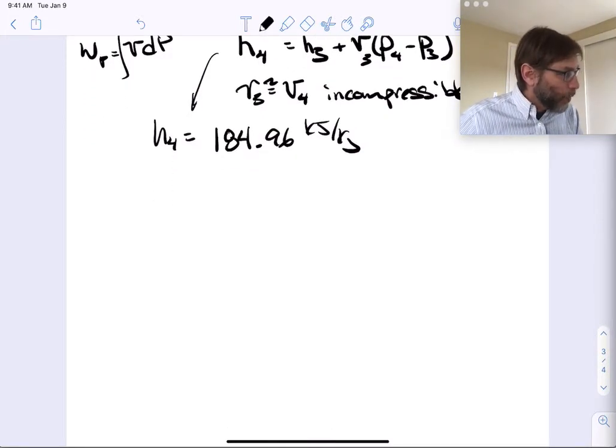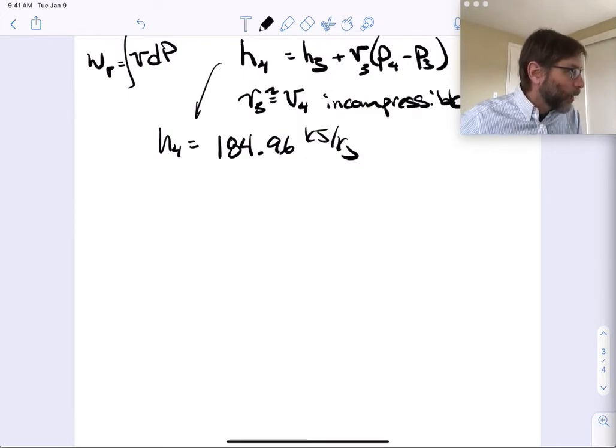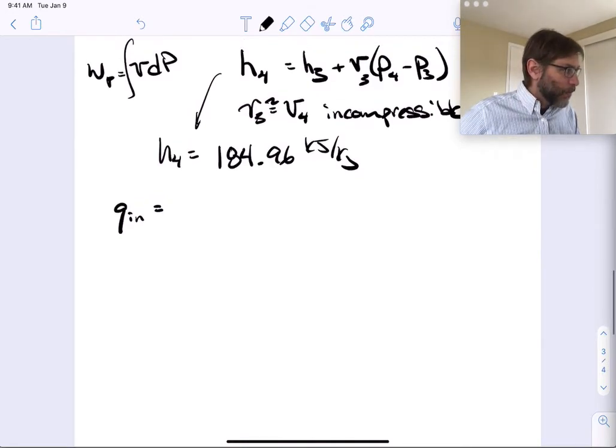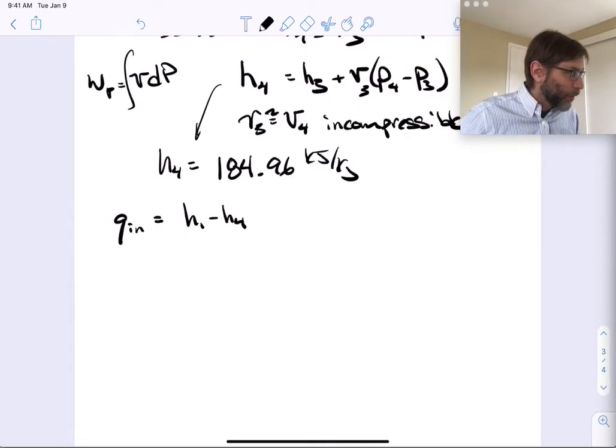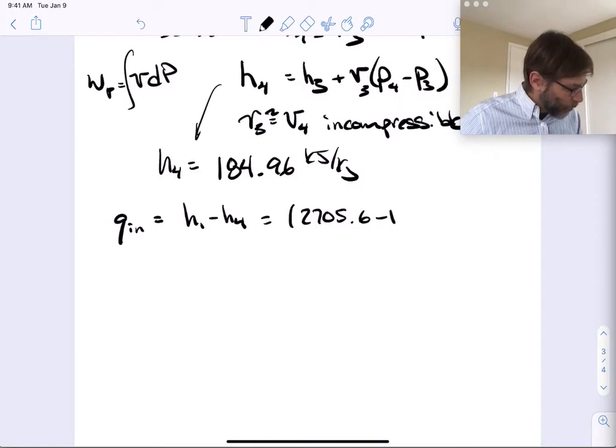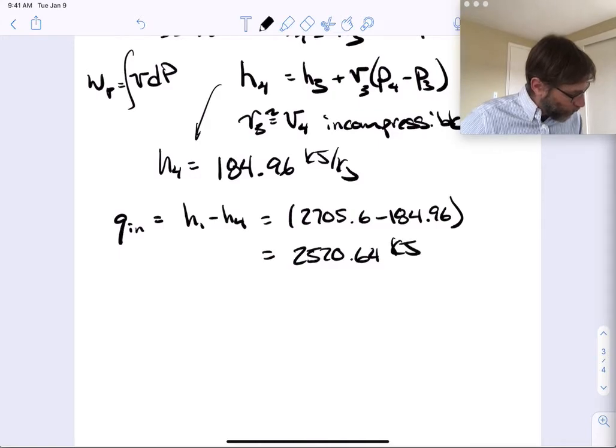And then all we have to do is find Q in. So Q in is a positive, right? Q in is equal to H1 minus H4. That's in the boiler. And this is equal to, which we have already, 2705.6 minus 184.96. And this ends up being 2520.64 kilojoules per kilogram. So that's Q in.